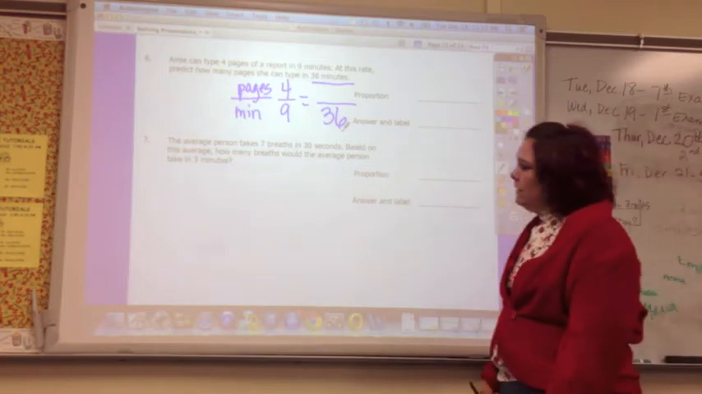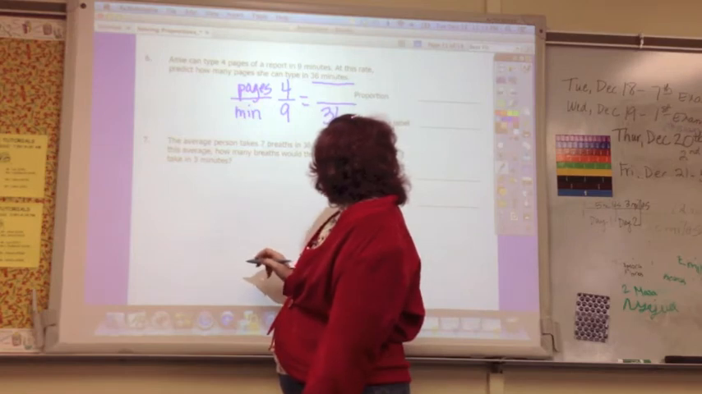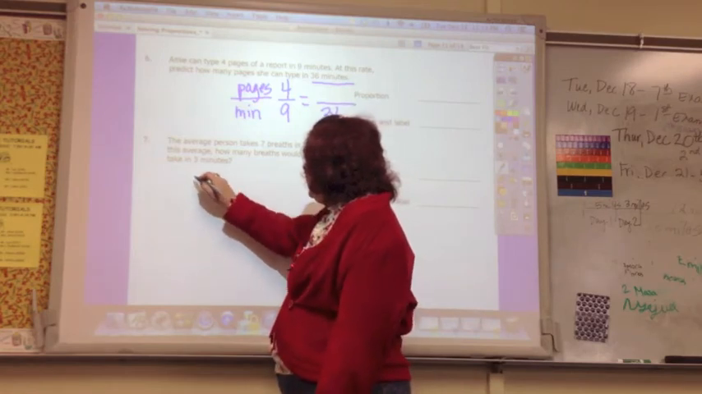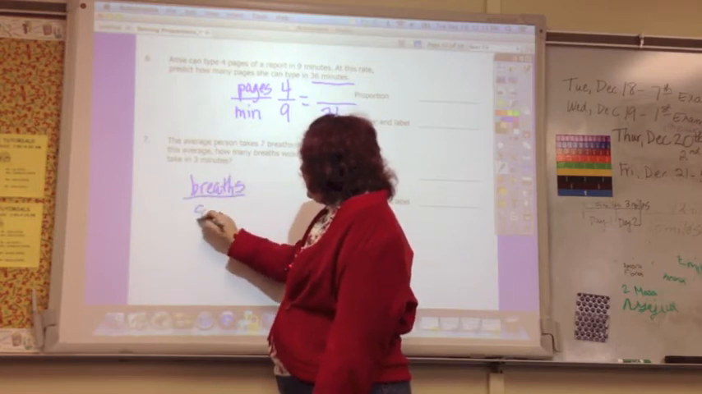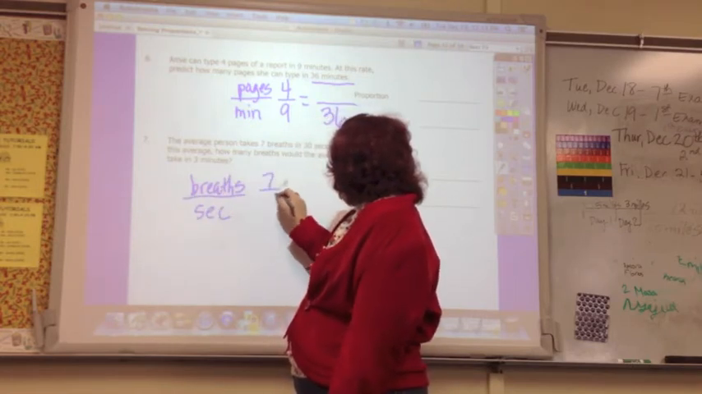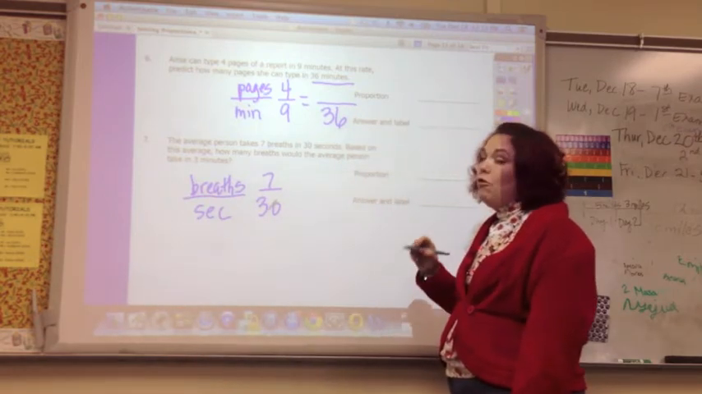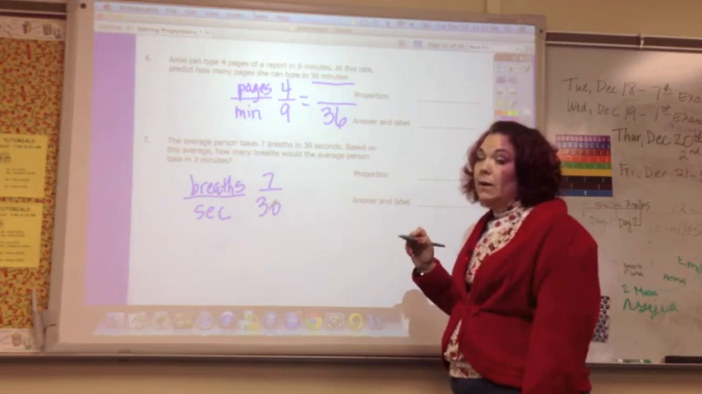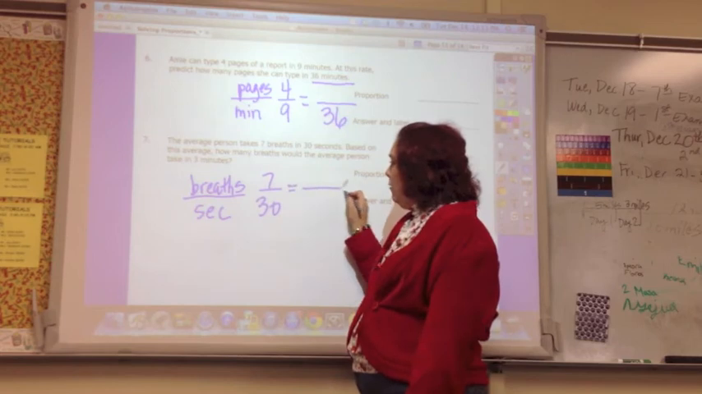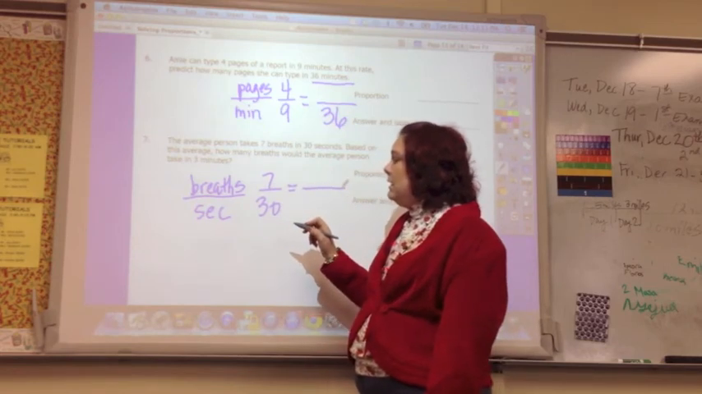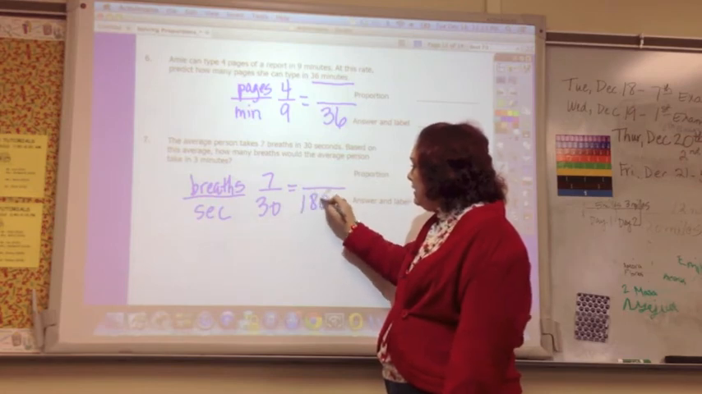Then number 7 is a challenge because it says the average person takes 7 breaths in 30 seconds. So that's breaths in seconds. And 7 breaths, 30 seconds. Based on this average, how many breaths would the average person take in 3 minutes? So how many seconds are in 3 minutes? And so 60 seconds in each minute. So 3 minutes would be 180 seconds.